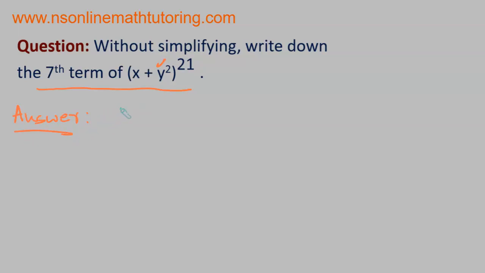And what is the general term expression? It is nCr a to the power of n minus r and b to the power of r. What is the value of n? N is equal to the power, that is 21. A is the first term, which is x. B is the second term, which is y square. And what is the value of r? R is 1 less than the term number. That is 7 minus 1, which is 6. So the value of r is equal to 6. Okay.